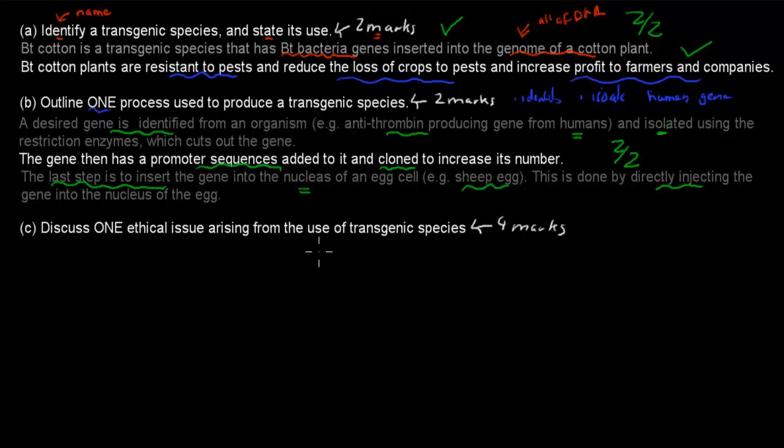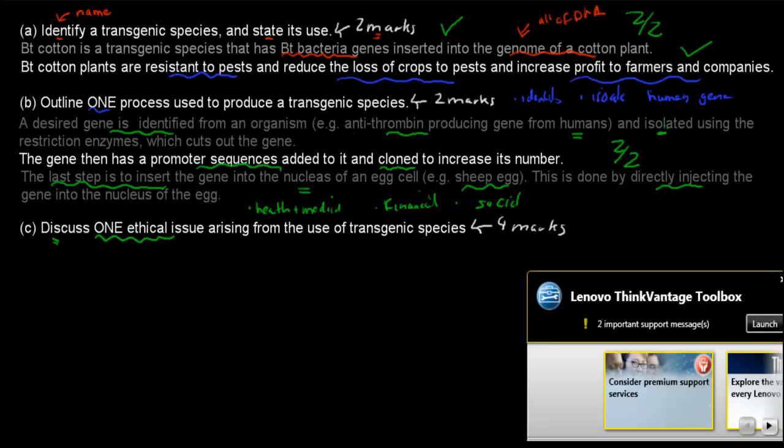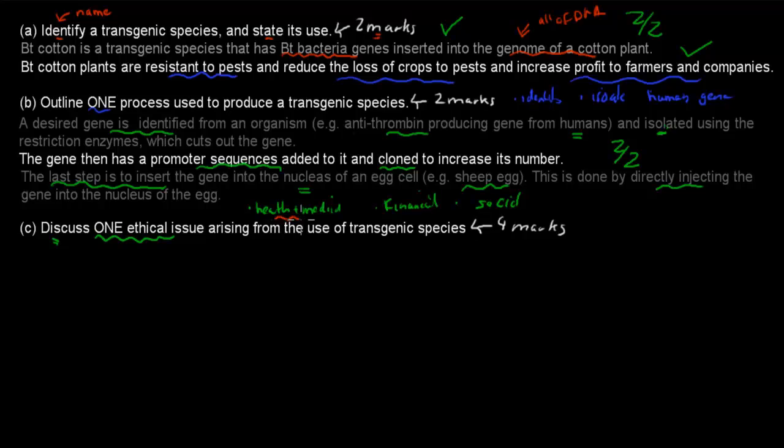Now last is discuss one ethical issue arising from the use of transgenic species. So it says one ethical issue. And the ones we raised were stuff like health and medicine, that's 1, health plus medicine. So medical reasons, financial reasons, and social reasons. These were some of the issues, and then we have to debate it, which means we have to discuss, so give the pros and the cons, for and against, for any of the ones that we chose. In this one, I chose the health and medical reasons.